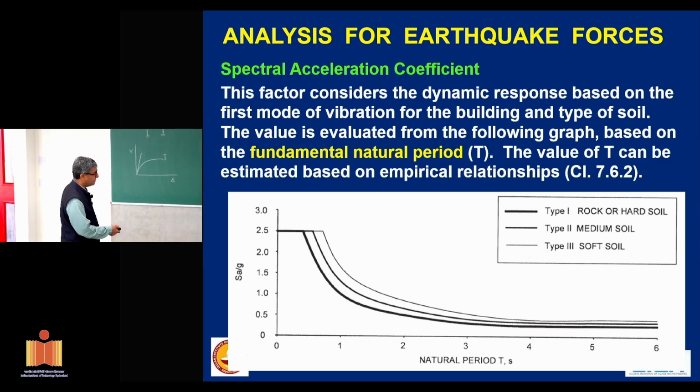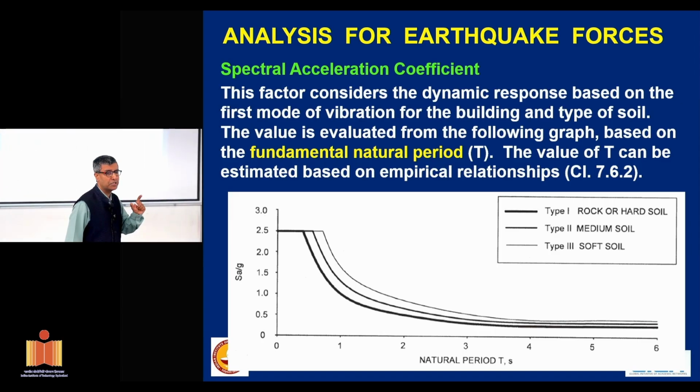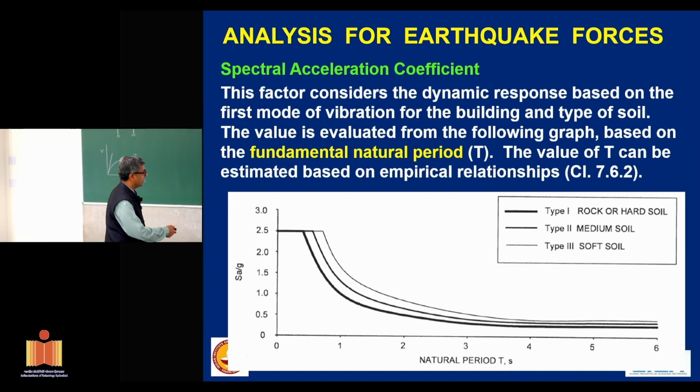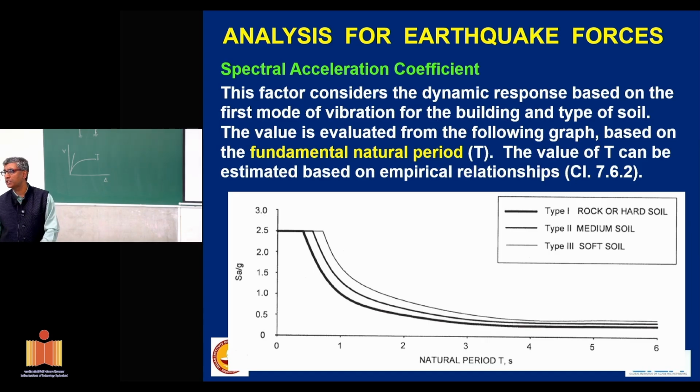That means, given a natural period of a building, the code also gives us certain empirical expressions for the natural period. Given the natural period, we go to the curve based on the geotechnical report, and from the curve we go to the ordinate to read the Sa by g value. This is the way we can quickly do it.